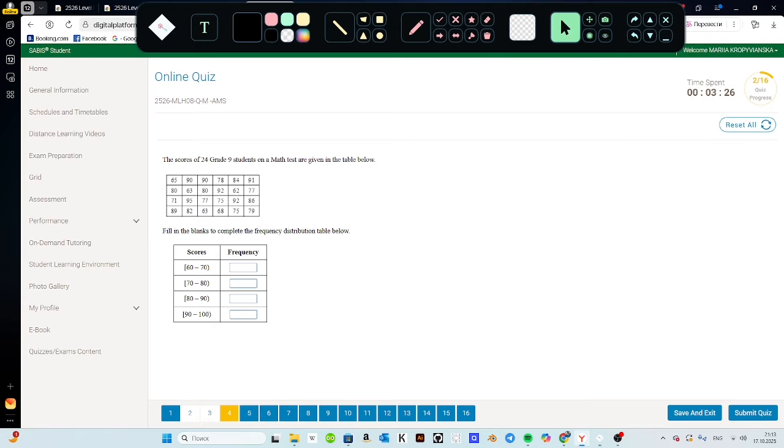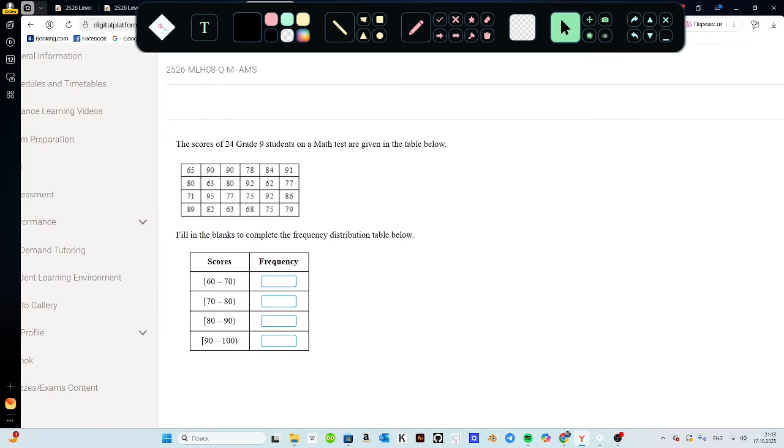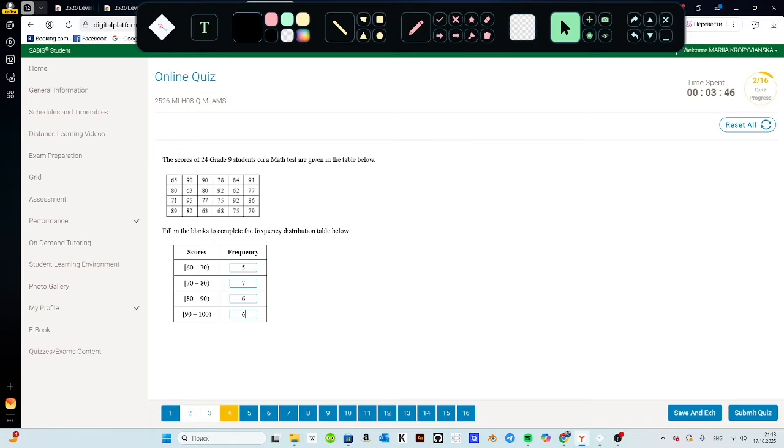Here we just simply count the number of scores, from 60 to 70, from 70 to 80, from 80 to 90, from 90 to 100. From 60 to 70 is 5, then 7, 6, and 6. I'm not going to waste time on just counting. You can also do that in the exam.